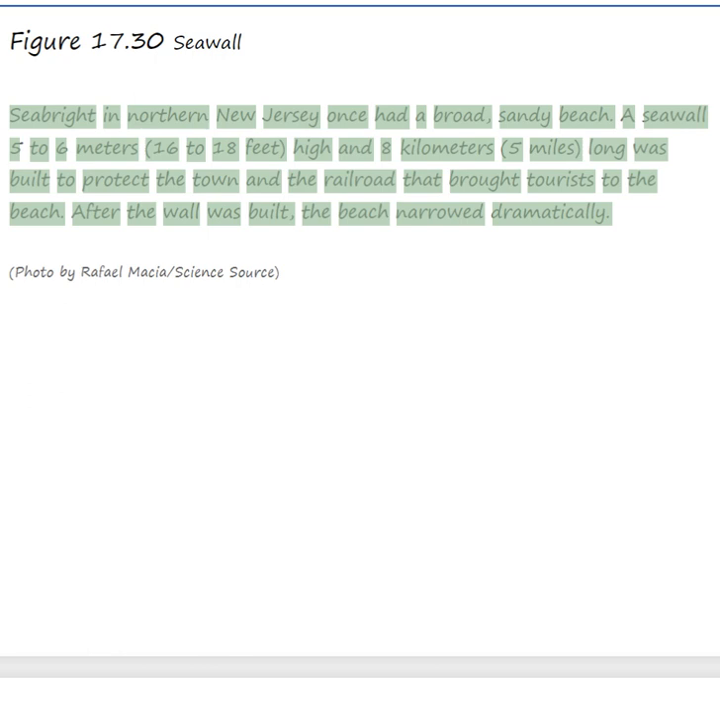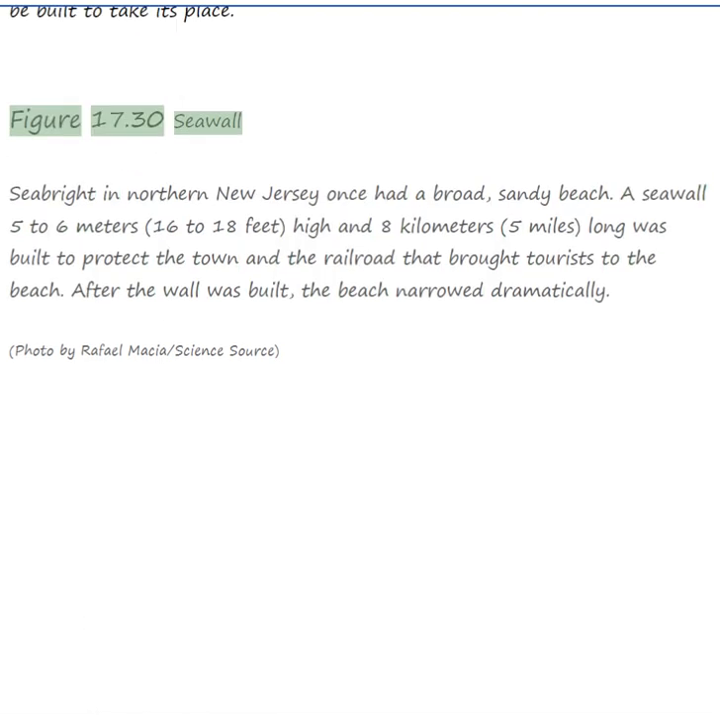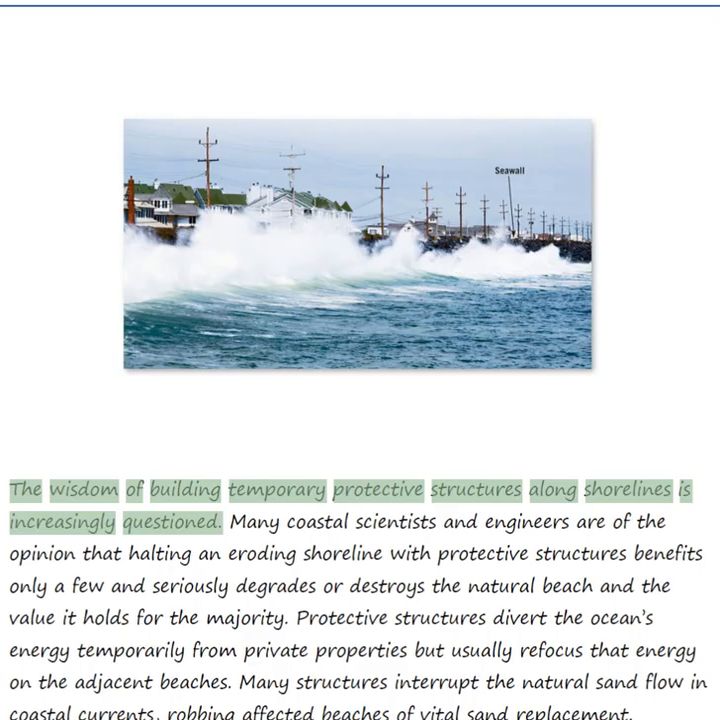Seabright in northern New Jersey once had a broad, sandy beach. A seawall 5 to 6 meters high and 8 kilometers long was built to protect the town and the railroad that brought tourists to the beach. After the wall was built, the beach narrowed dramatically. Figure 17.30 Seawall. The wisdom of building temporary protective structures along shorelines is increasingly questioned.